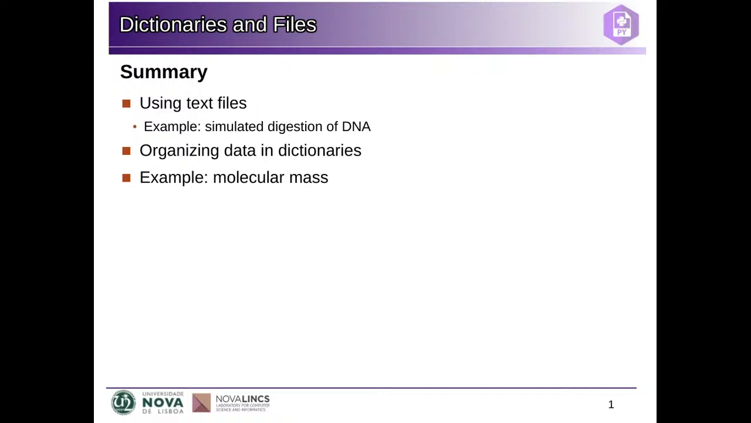So I'm going to give an example of simulating digestion of DNA with restriction enzymes, and then we're going to look at how to organize data in dictionaries, and I'll give an example from molecular mass. Apologies for all these examples related to chemistry and biochemistry, but it's the easiest for me to find this kind of example.